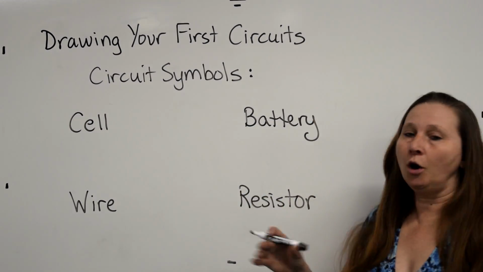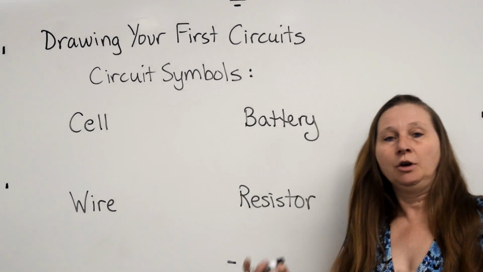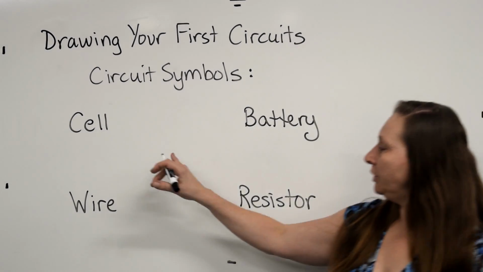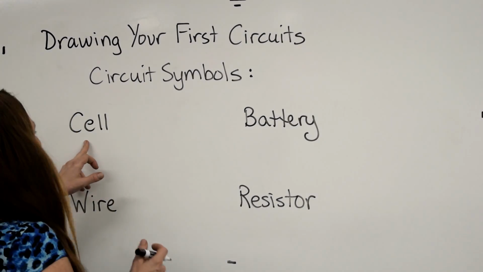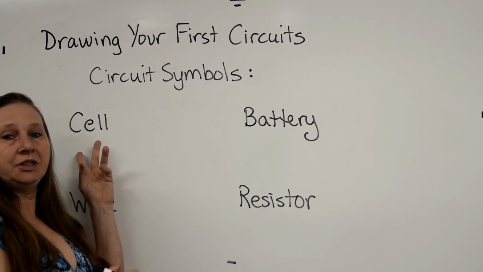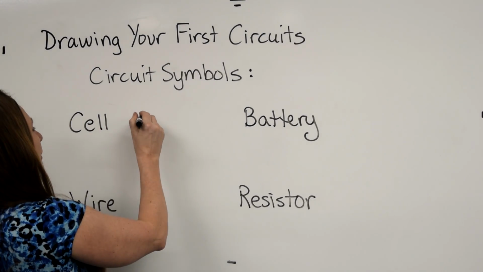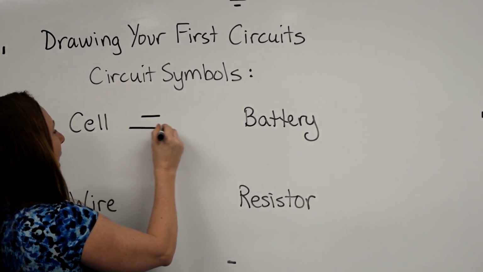So you need to know how to draw the symbols for the various components of various circuits. Let's start with a cell. Basically, cells make up batteries. To draw a single cell, you would draw a negative and a positive.